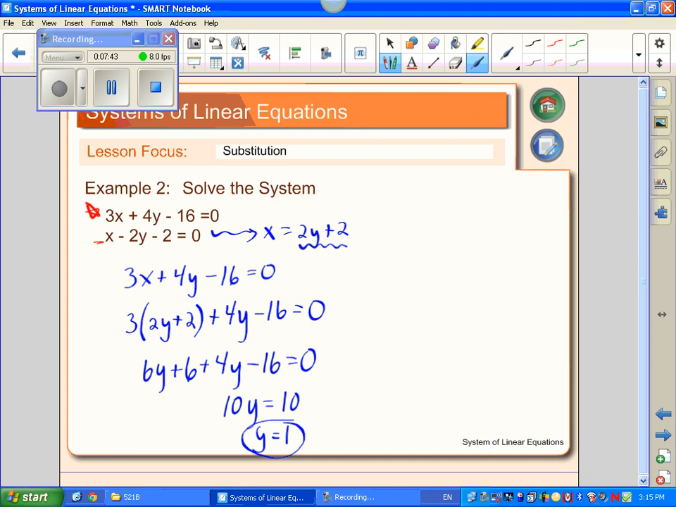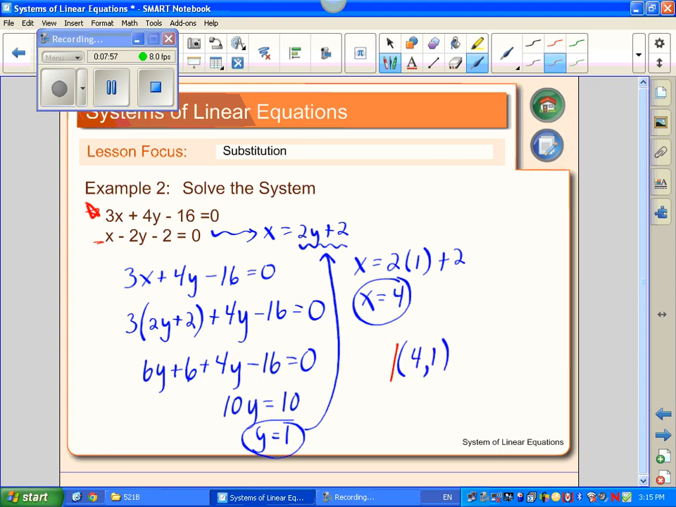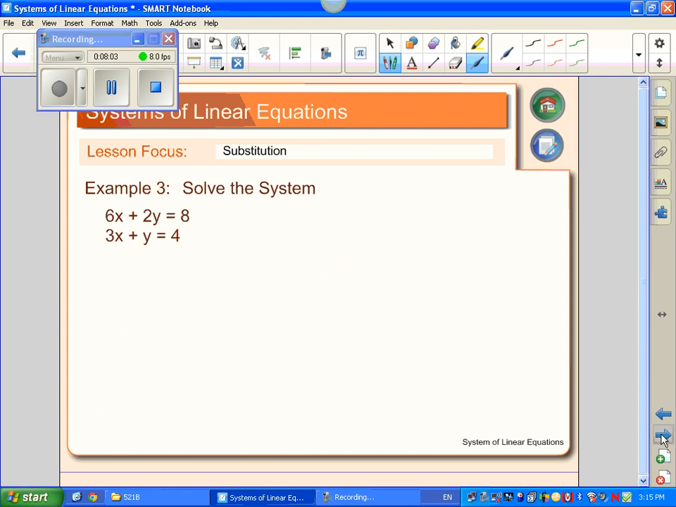What I'm going to do is put this up in here, and I'm going to solve for x. So x is equal to 2 times 1 plus 2, so x is equal to 4. My final answer is the point (4, 1). Why don't you give this one a try and see what you get.